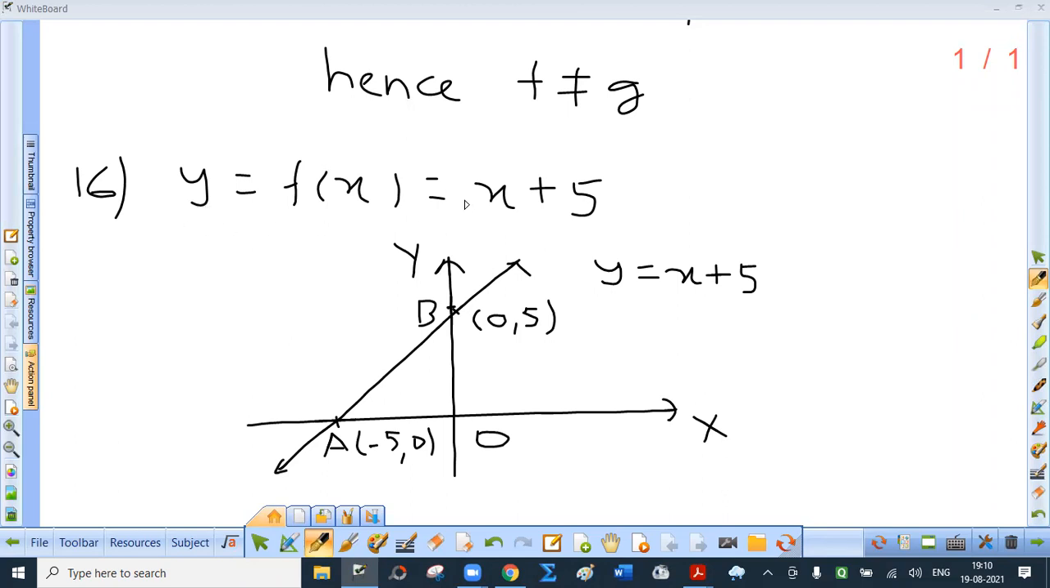When y equal to 0, x is minus 5. So this point lies on the graph. When x is 0, y is 5. So (0, 5) also lies on the graph. See, when you draw a graph, you are supposed to mention the scale also. Say 1 centimeter equal to 1 unit on both the axes and so on. So this is the graph for f of x equal to x plus 5. Draw the rough sketch only.